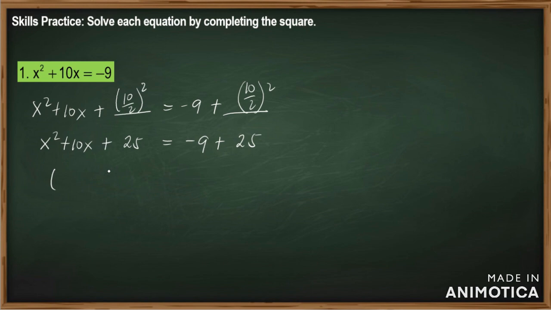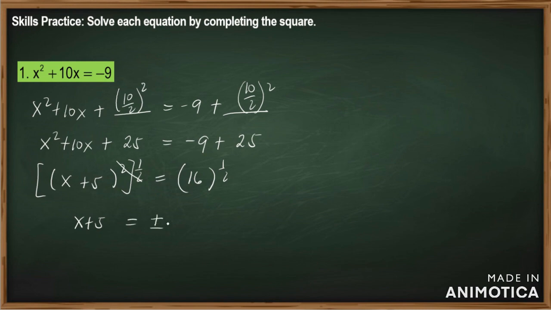Then we express this one as the square of a binomial. So the square root of x squared is x, then half of 10 is equal to 5, equals negative 9 plus 25, which is 16. Raising both sides to 1/2, we apply the power law. So we have now x plus 5 is equal to positive or negative square root of 16.